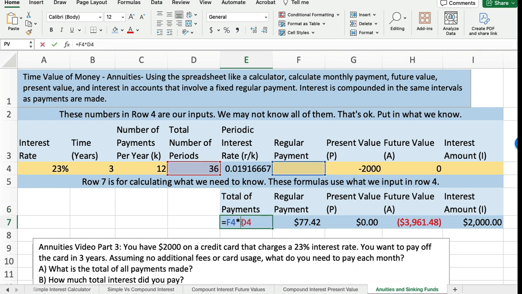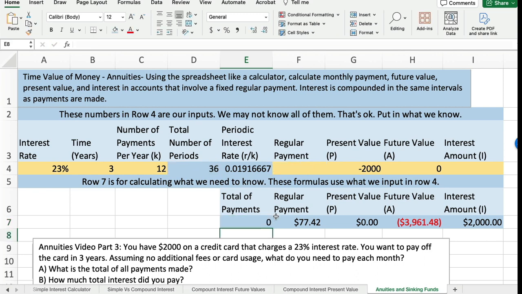So in order to calculate that, it's literally just going to equal whatever your regular payment is, which we're going to copy from F4. So it's equal to F4 times the number of payments that we make, which is D4. D4 is always going to be the total number of payments, and F4 is always going to be whatever that payment is. When you multiply those two numbers, you get the total of all of your payments. That's in cell E7. Again, that's equals F4 times D4, and hit enter.